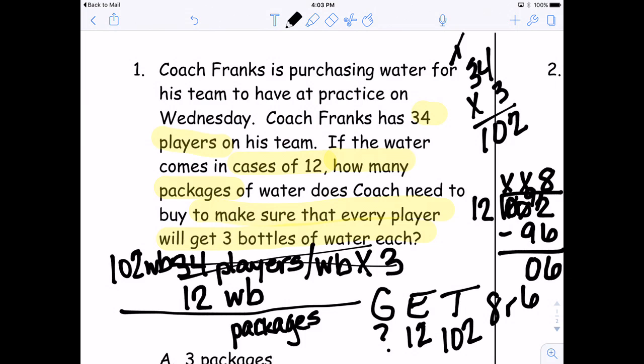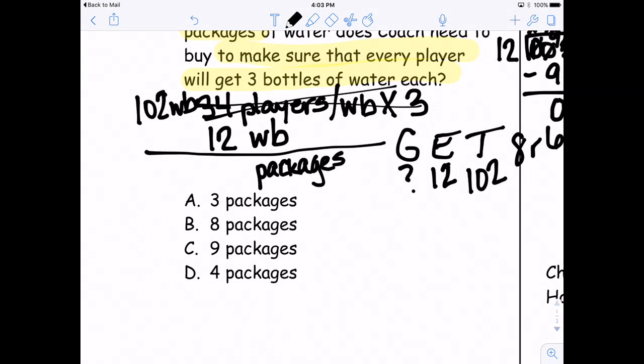If we look at this and interpret what we have, this actually means 8 packages of water with 6 bottles of water left over. We can't do that. You can't buy 8, remainder 6 of something. So in this situation, we would want to increase our quotient by 1 and buy 9 packages of water because we'd rather have extra than not enough.